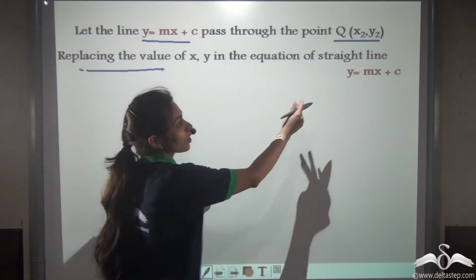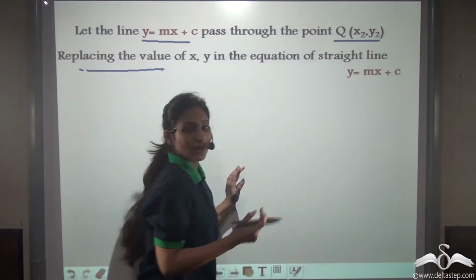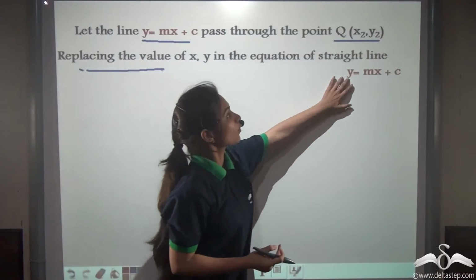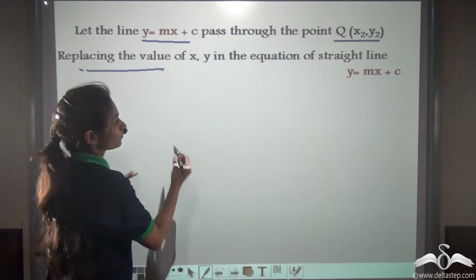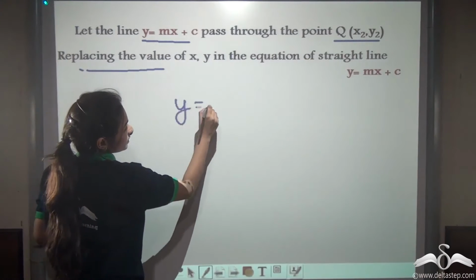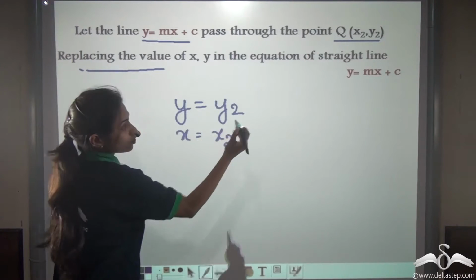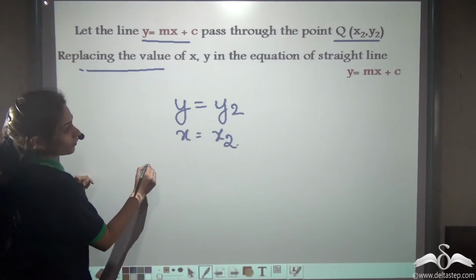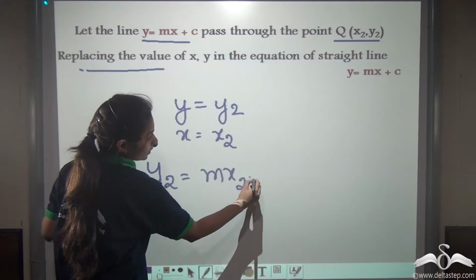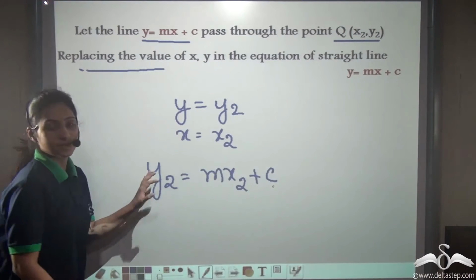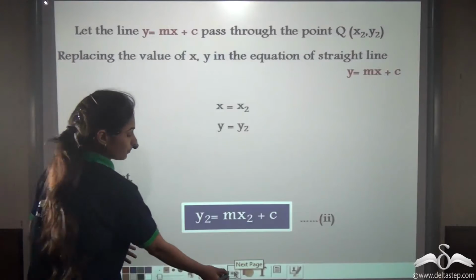First you had replaced y and x with y1 and x1. Now you have to replace them with the coordinates of point Q, which are y2 and x2. Do it. Here y has to be replaced with y2 and x has to be replaced with x2. So what will be the new equation? y2 = mx2 + c. Let this be our second equation. So we get our 2 equations.